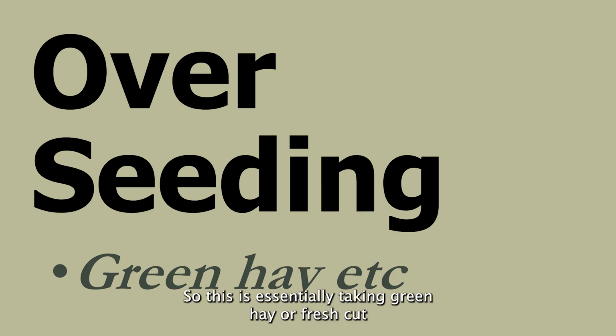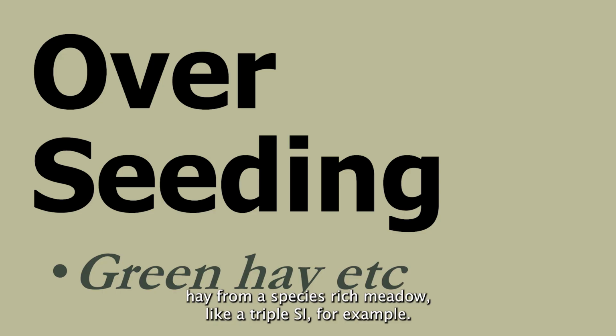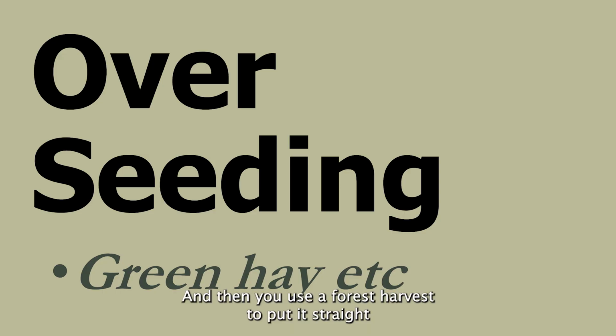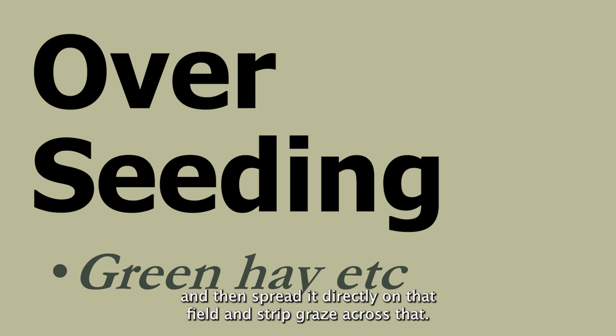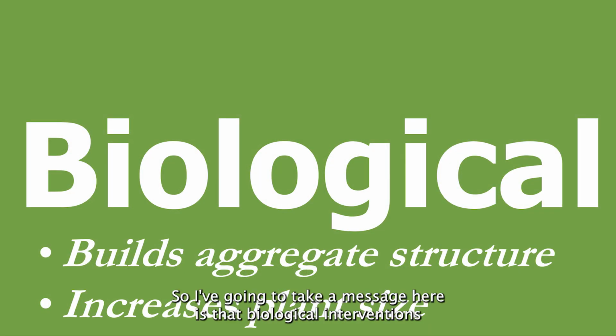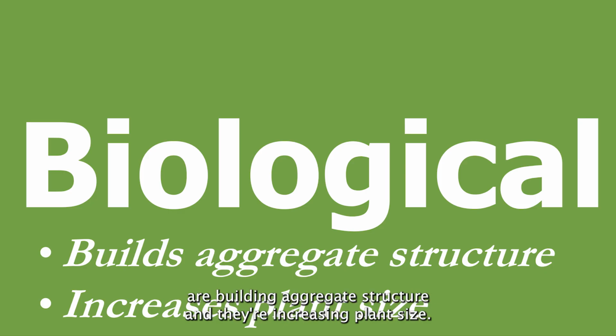So this is essentially taking green hay or fresh cut hay from a species-rich meadow, like a triple SI, for example, and then you use a forage harvester, put it straight into a muck spreader, take it to the field you want to seed, then spread it directly on that field and then strip graze across that. So again, the take-home message here is that biological interventions are building aggregate structure and increasing plant size.